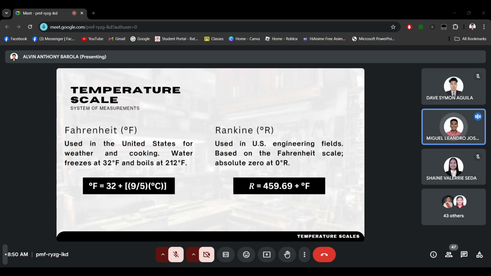Now we have our English units. We have Fahrenheit and Rankine. So first, Fahrenheit, used in the United States for weather and cooking. Water freezes at 32 degrees Fahrenheit and boils at 212 degrees Fahrenheit. So for the formula, degrees Fahrenheit is equal to 32 plus the quantity 9 over 5 times degrees Celsius. And we have Rankine, used in US engineering fields, based on the Fahrenheit scale, and absolute zero is at 0 degrees Rankine. So for the formula, we have 459.69 plus the degrees Fahrenheit. So next slide po.